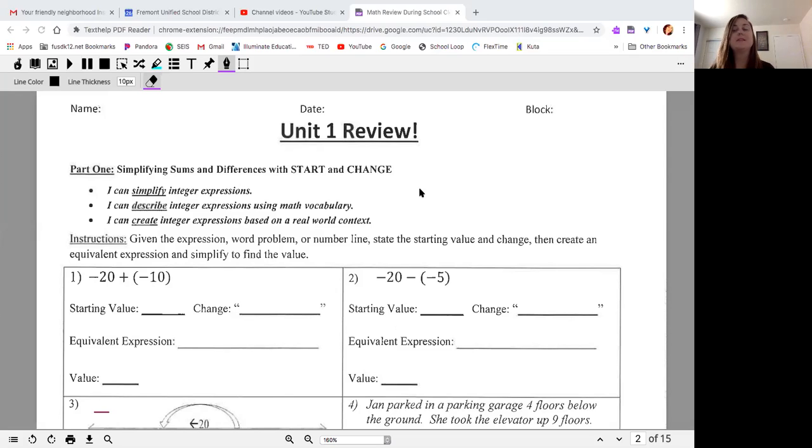Remember, this is going back to the first days of school. Okay. Our goals, if you read it, it says, I can simplify integer expressions. I can describe integer expressions using math vocabulary. I can create integer expressions based on a real-world context.